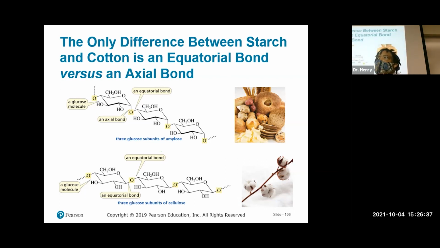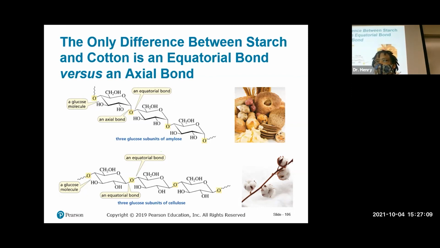Okay, now the difference between those is going to be your equator versus your axial, right? So they're both glucose molecules, but how they're connected is slightly different. So starch is axial, and then cotton is equator. Starch, we break down. Why do you think we break it down?